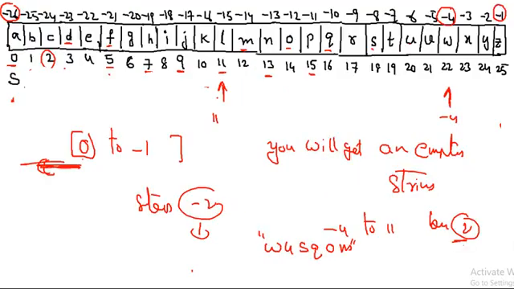Suppose your 10 is here and your 20 is here, but you travel in the negative direction, the reverse direction. If you go in the reverse direction, can you reach this value? You can never reach this value. So this is not a meaningful slicing operation. If it is not a meaningful slicing operation, what you will get? You will get an empty string.